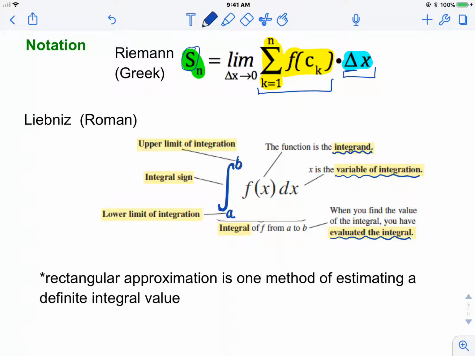So we're going to practice doing some of those things. Your rectangular approximation is one way that we can estimate the value of an integral. You've also done finding exact area if it's a triangle or a rectangle, and then we can find the exact integral value.